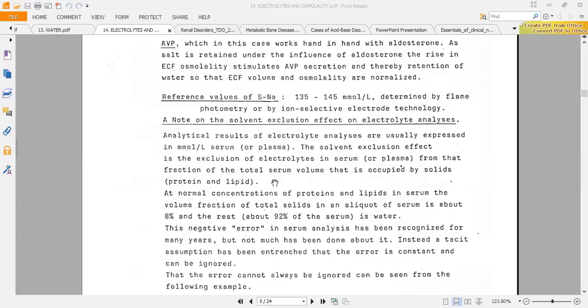So whenever someone comes with a reduced level of sodium, like 110, always go and check the lipid levels as well as the protein levels. Because if you have high lipid level and high protein level, they will give what is called pseudo hyponatremia, a false assumption that the person's sodium levels are low. This is what is called the solvent exclusion effect. So you have to correct it as a doctor by subtracting. There is a formula for it, but don't worry about that. So that is the principle that I've given you.